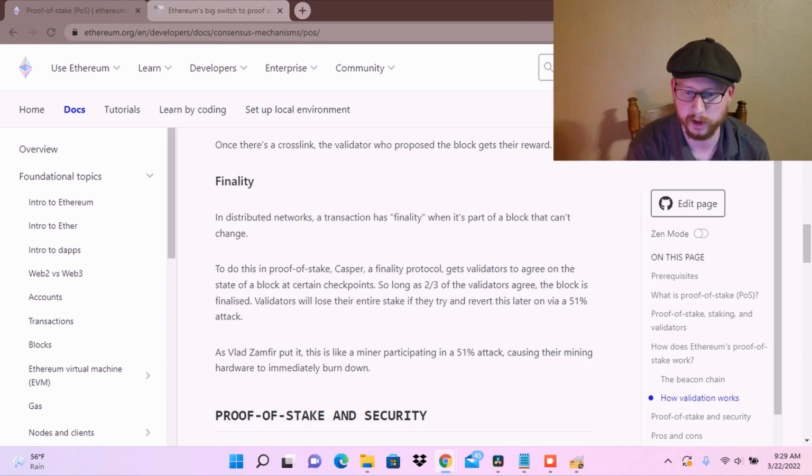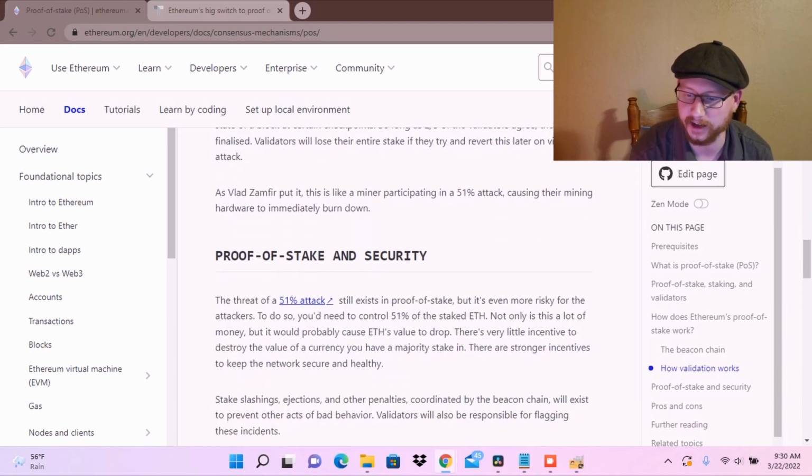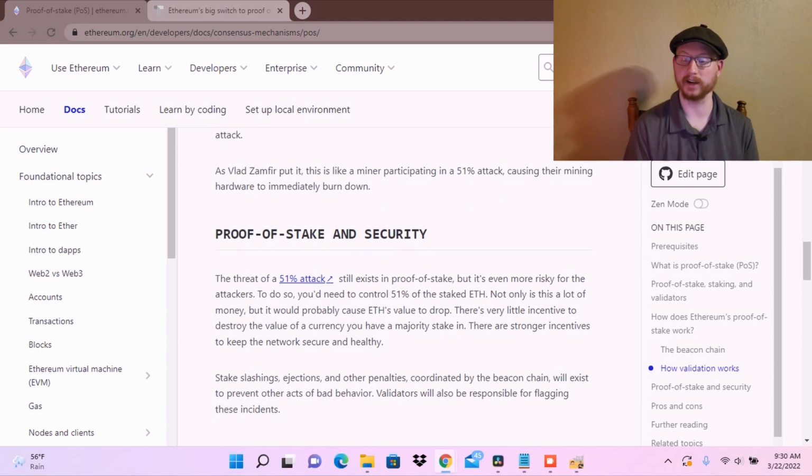In distributed networks, a transaction has finality, which means it's part of a block that can't change. To do this in proof of stake, Casper, a finality protocol, gets validators to agree on the state of the block at certain checkpoints. So long as 2/3 of the validators agree, the block is finalized. Validators will lose their entire stake if they try to revert this later on via a 51% attack.